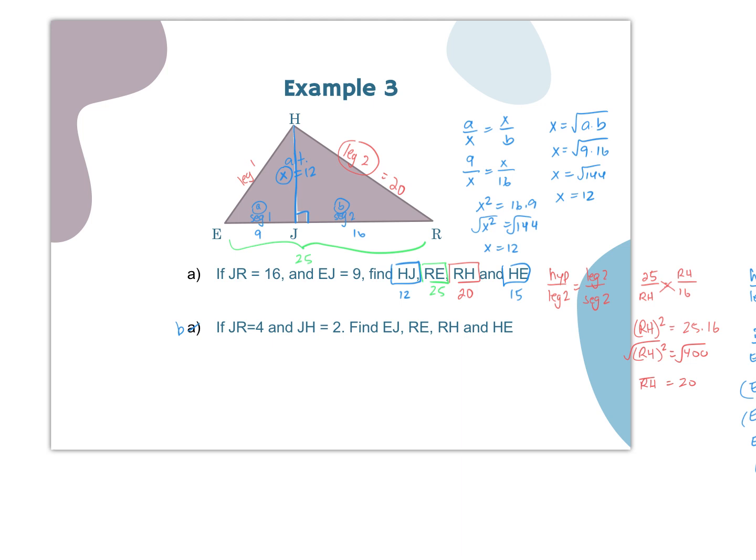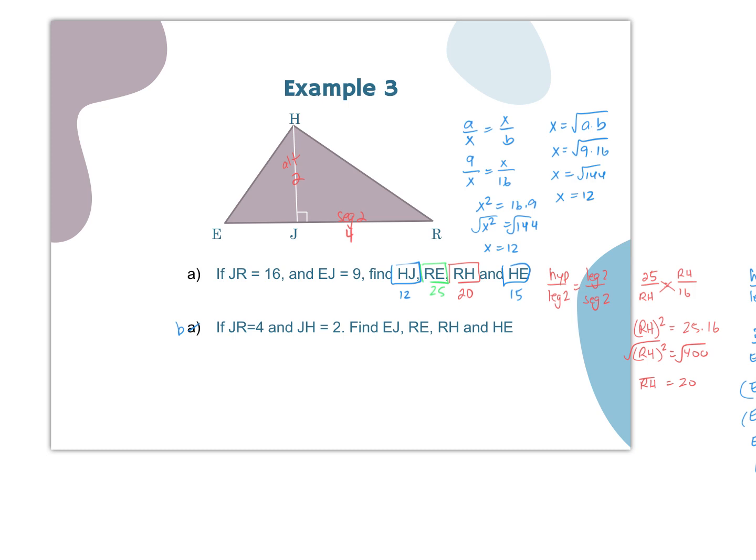So I'm going to erase this and work on the next problem. So let's start with the first value. So again here it says that JR is 4. So this segment 2 is equal to 4. JH is equal to 2. So my altitude is 2.